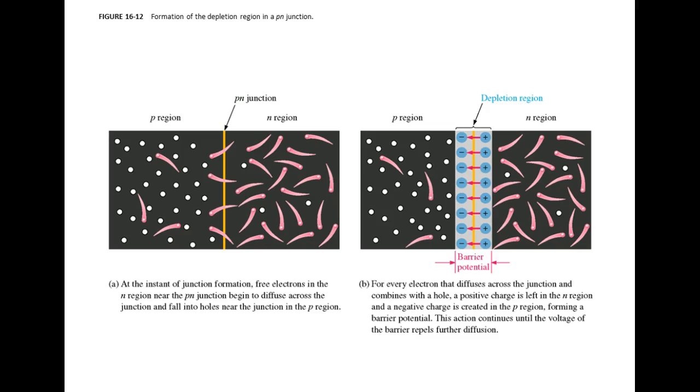Technically, this becomes an electronic component called a diode. Have you ever heard of that term before? Now, what this does is it sets up a barrier potential, and you can literally measure this.